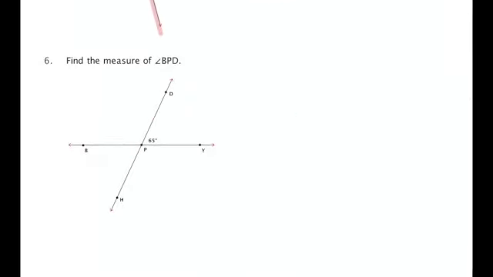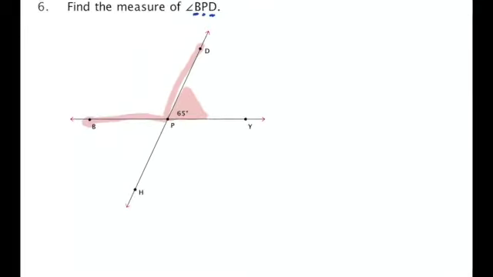Okay, so here's another one that looks like, well, we just learned about vertical angles. Is this a vertical angle? I don't know. So we start at B, go through P, and then go to D. Start at B, go through P, go to D. Oh, no. That is not a vertical angle because they're next door neighbors.